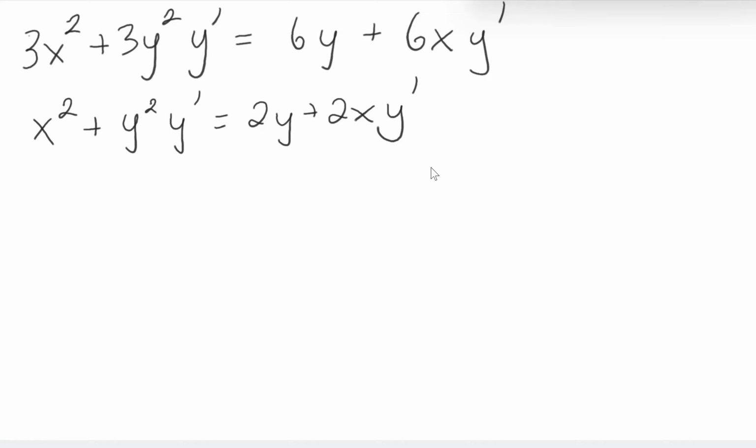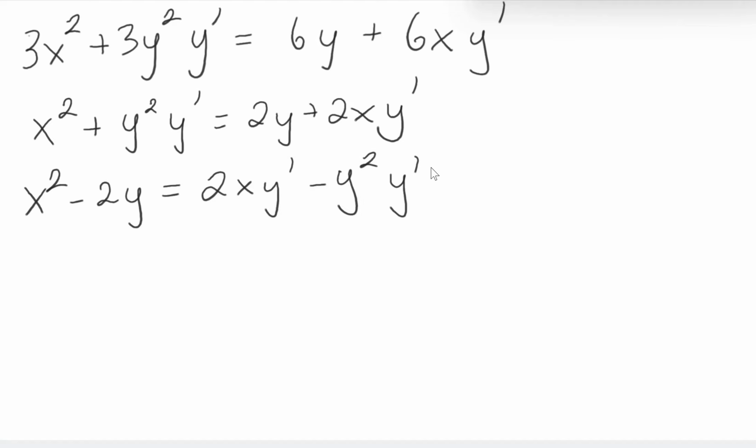All right, now your next goal should be to get the y primes, like you guys were trying originally with this problem with the y's, getting the y's on one side and the x's on one side. Let's get the y primes on one side and everything else on the other side. So I'm going to move the 2y over here, so I have x squared minus 2y. And the y prime's over to the other side, so I have 2xy prime minus y squared y prime.